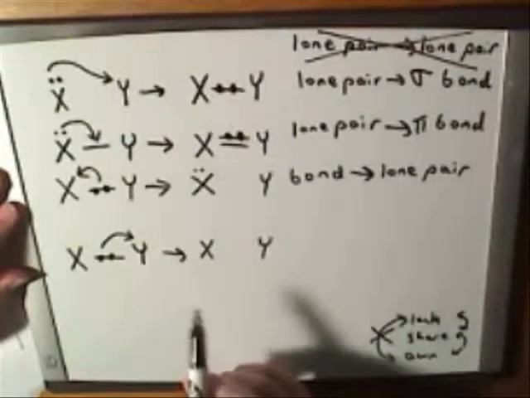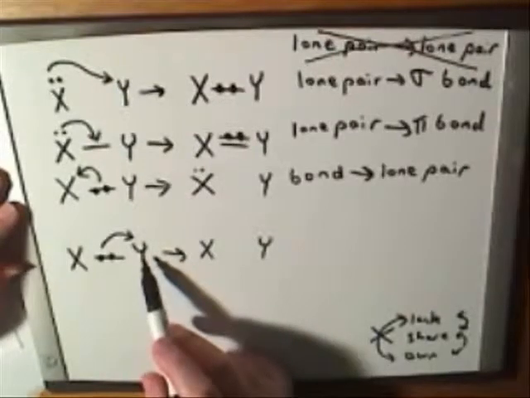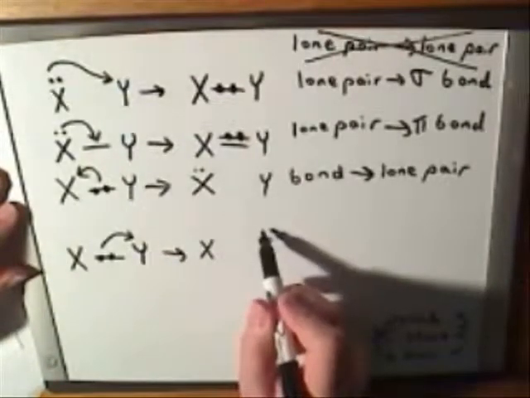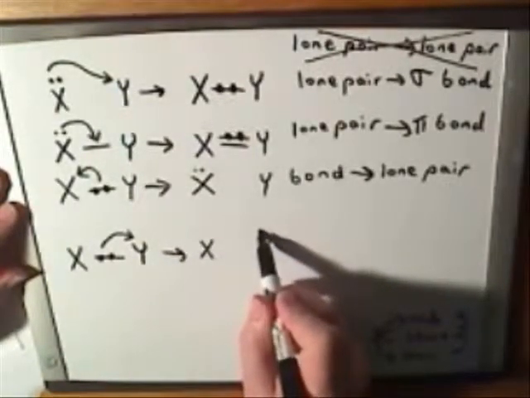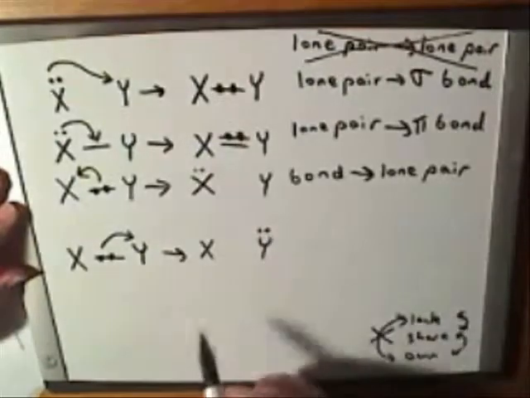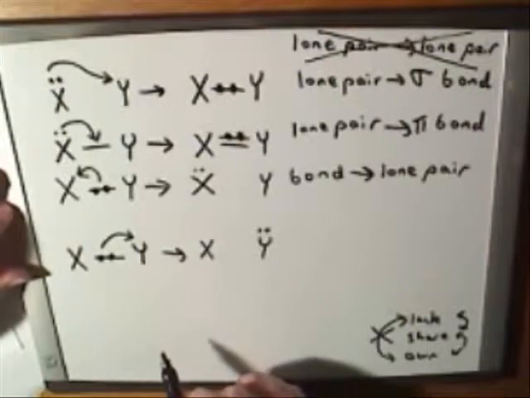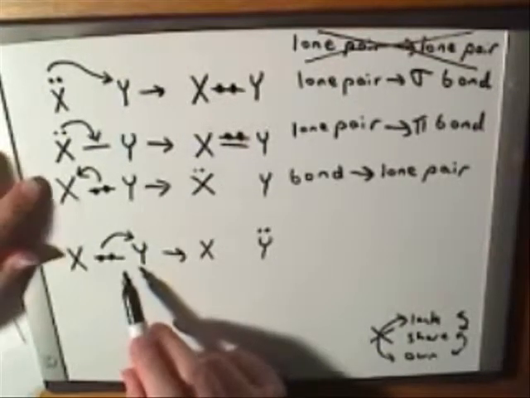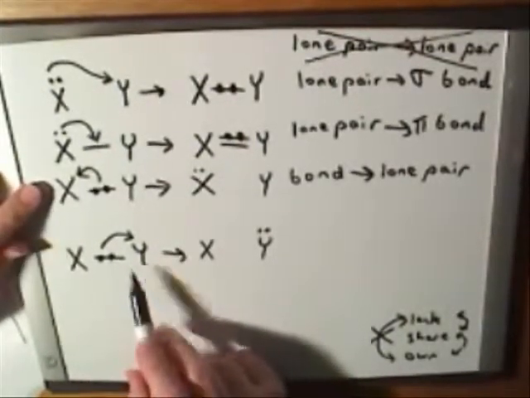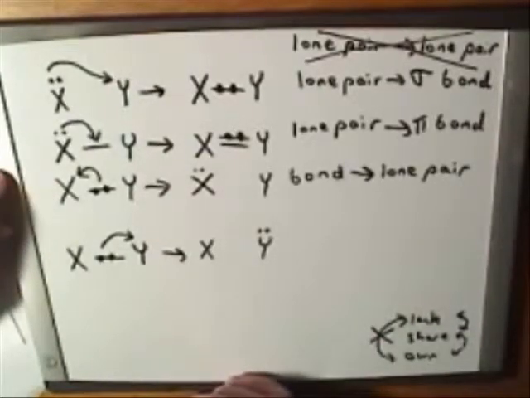And where are the electrons going to? Well, the head of the arrow is on the Y. So in this case, we're forming a lone pair on the Y. I'm going to go ahead and draw in that new lone pair. And as usual, right now we're not worrying about the charges. Well, this is really very similar to that previous example, right? So this is another example of a bond to lone pair transition.